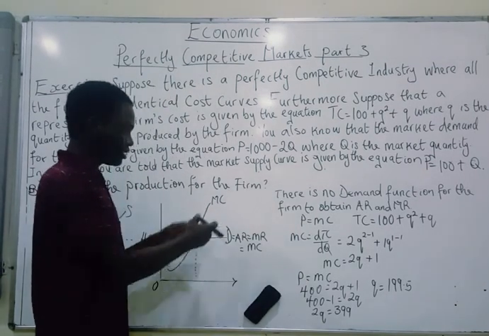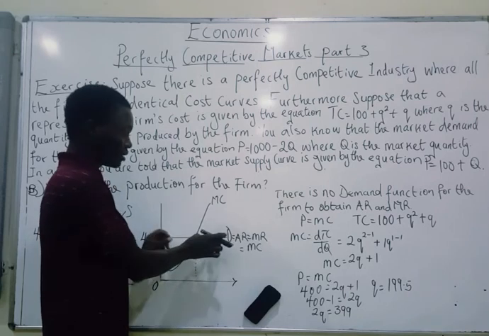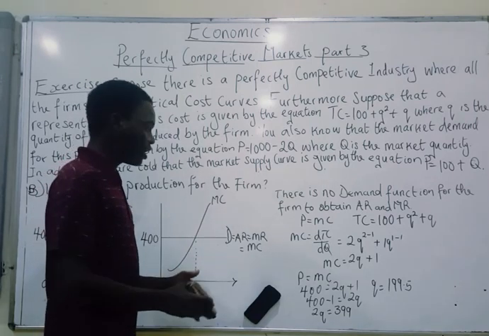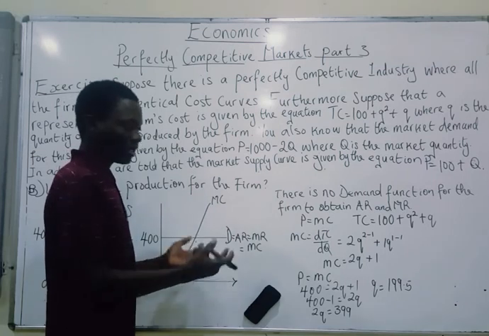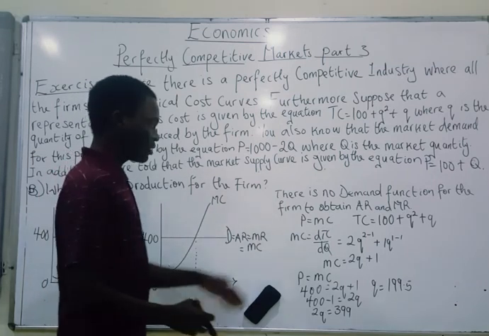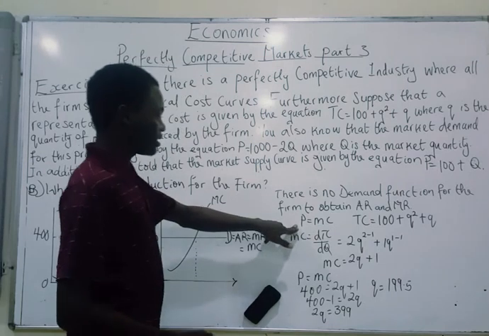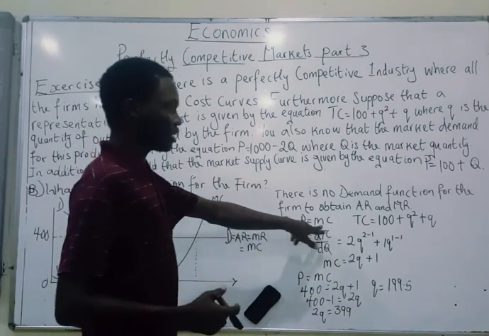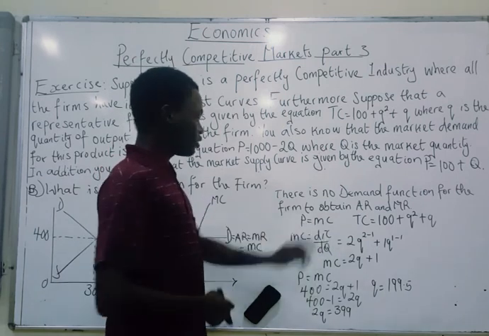On this particular graph, we have P equals AR equals MR equals MC. But we don't have AR, we don't have MR. So we are left with P and MC. We now have the price that this firm is going to charge, that is the price it took from the industry, being equal to the marginal cost of this particular firm. So what do we do?